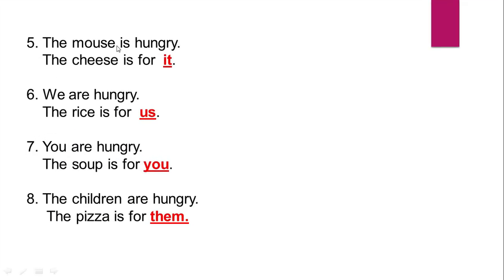The mouse is hungry, the cheese is for it. It will not undergo any other change. Mouse is a subject, so it is used at the subject place, and at the object place also it will be used. The cheese is for it. We are hungry, the rice is for us. We changes into us. You are hungry, the soup is for you. You are not going to change you. You will remain you, and it will also remain it. The children are hungry, the pizza is for them. Now children is plural, so you are going to use them. The pizza is for them.